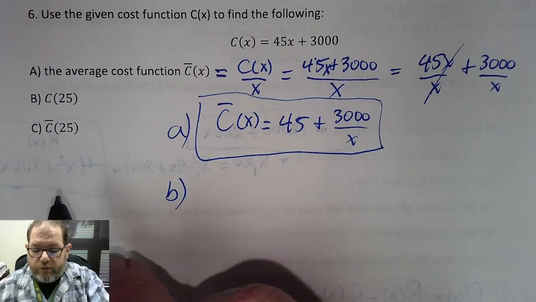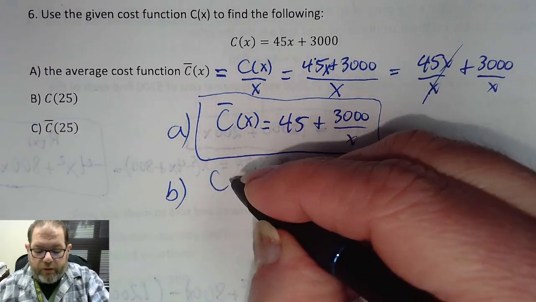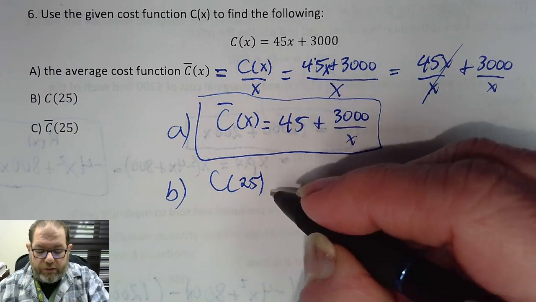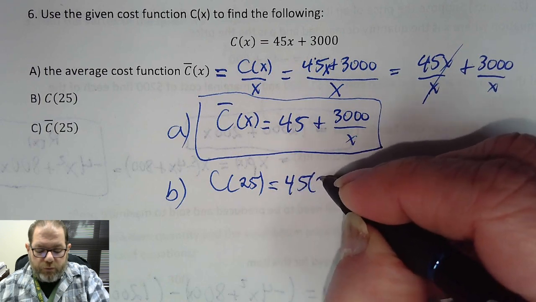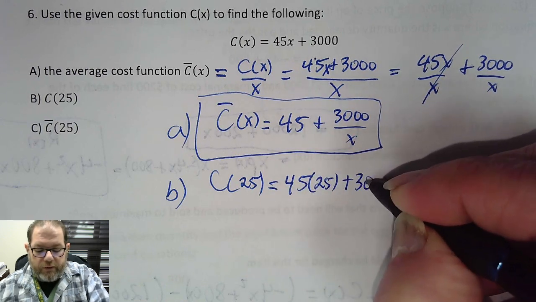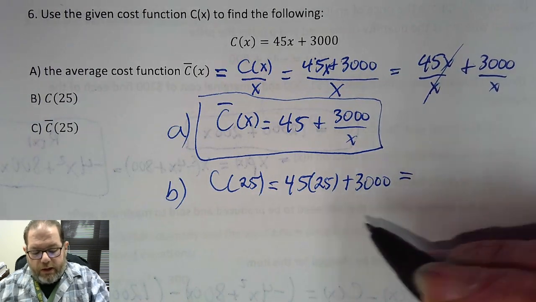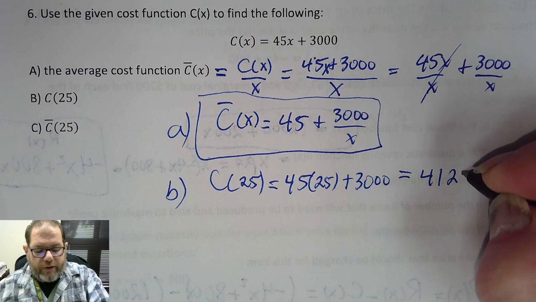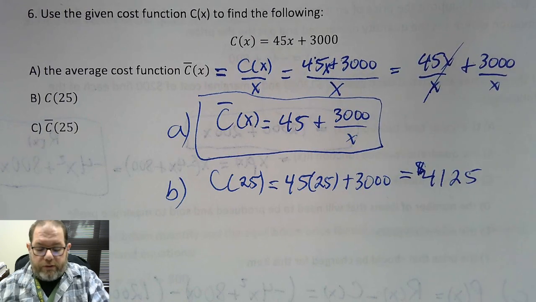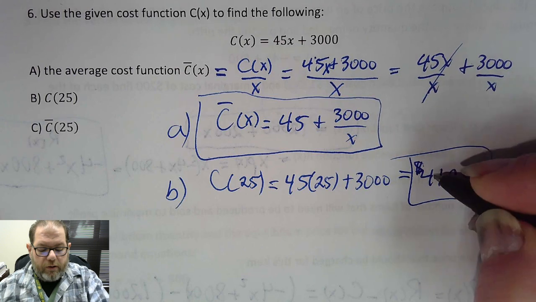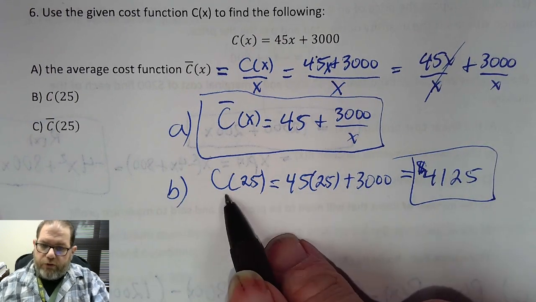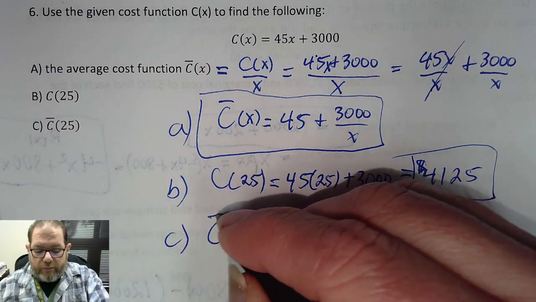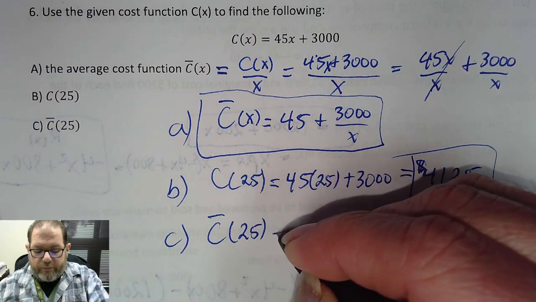Part B, they want us to evaluate C of 25. So we can plug 25 in here to our cost function. 45 times 25 plus 3,000, and we just calculate this out, and that's 1125, so 4125 total. Just putting that all together. Okay. So the cost of producing 25 items is $4,125.